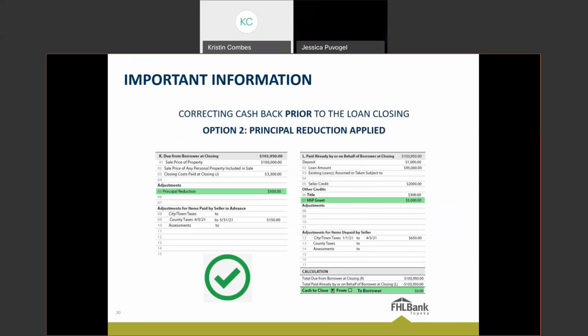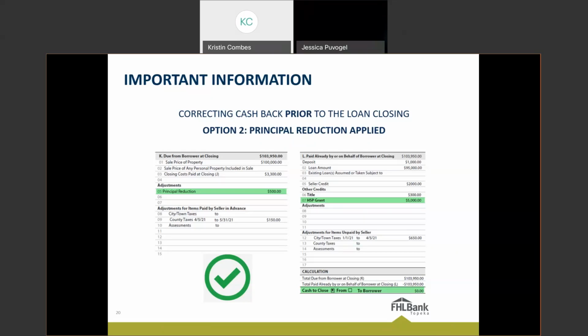The second option is applying the extra grant funds to the principal of the loan. In Section K, a principal reduction of $500 is applied. In Section L, the HSP grant remains at $5,000 and the cash to close is zero. Reducing the grant amount and applying a principal reduction are the most common ways that we see members cure cash back to the home buyer.